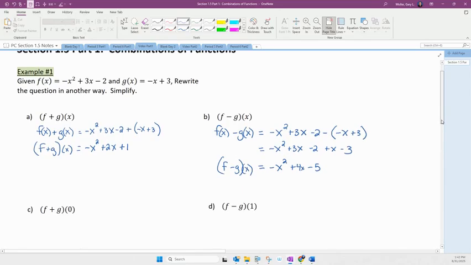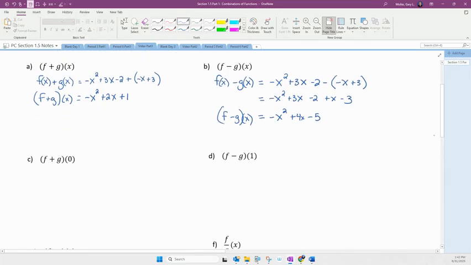All right, and then we get to evaluating. So now it's saying f plus g of 0. There's 2 ways we could approach this. We could build the new function f plus g like we just did and evaluate it at 0. So let's do that. This is just simply saying build your new function, which we've already done. And now let's plug in 0, which equals 1.